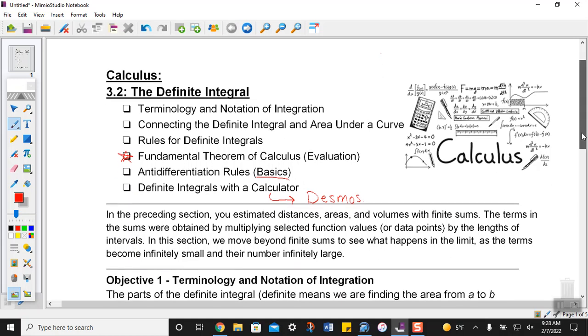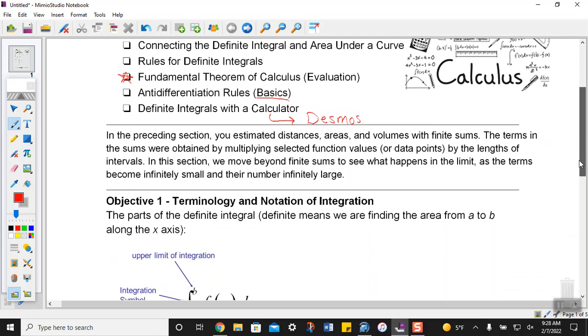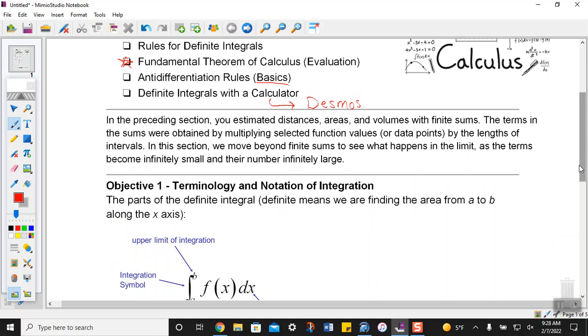Guys, it says in the preceding section, you estimated distances, areas, and volumes with finite sums. You guys remember the name of that guy? Started with an R. Riemann sums. You remember that? Yeah. Okay, Riemann sums. So basically, when I say finite sums, we're kind of talking left and right hand sums.